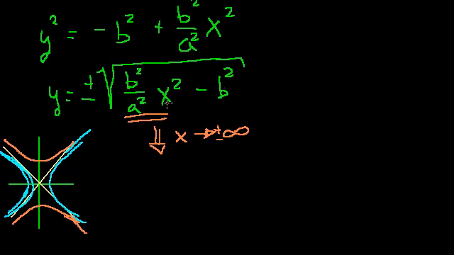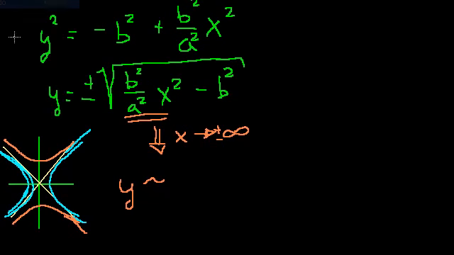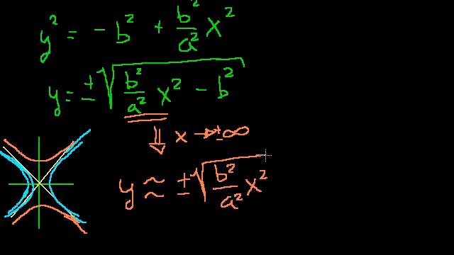So as x approaches positive or negative infinity, as it gets really, really large, y is going to be approximately equal to, I always forget notation, approximately just means not exactly, but approximately equal to the plus or minus square root of b squared over a squared x squared. And now you can take the square root of this. You couldn't take a square root of this algebraically, but this you can. This is equal to plus or minus b over a x.